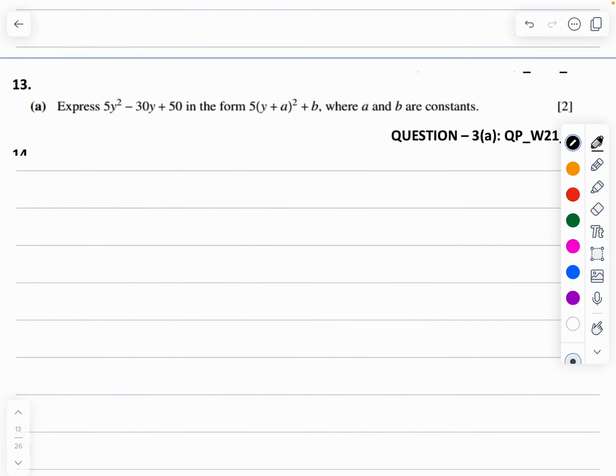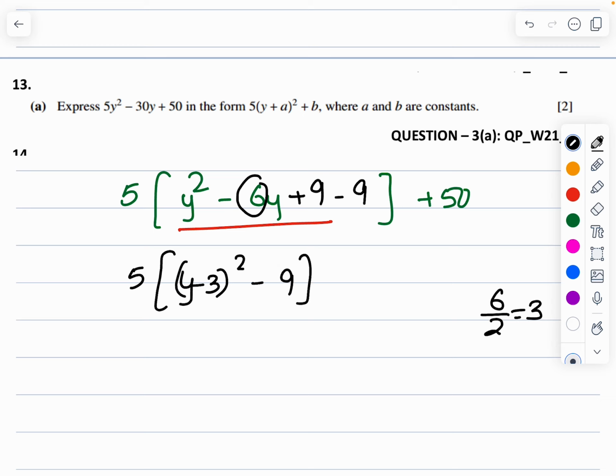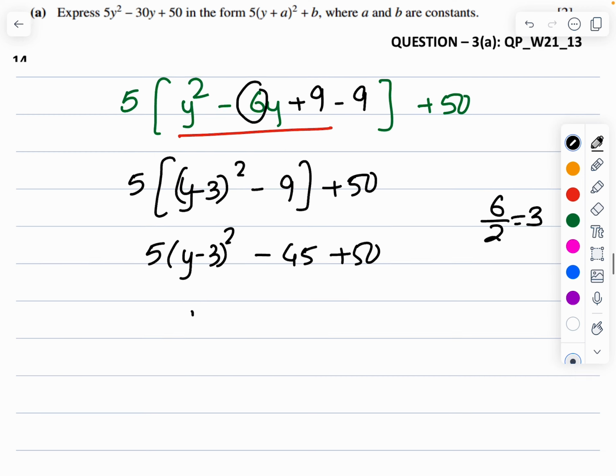Question number 13. Completing square question. Take 5 common. So it becomes y square minus 6y. Don't take it from that 50. You can take, but we'll write it out like that. 6 divided by 2 is 3. So add 3 square, which is 9. Subtract 3 square. So that these three terms will become y minus 3 whole square minus 9 plus 50. So expand it out. 5 times y minus 3 whole square minus 45 plus 50. Minus 45 plus 50 is plus 5. 5 times y minus 3 whole square plus 5.